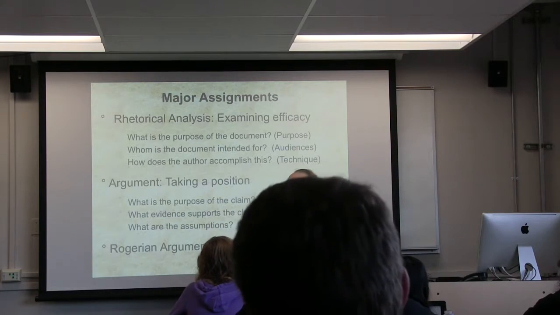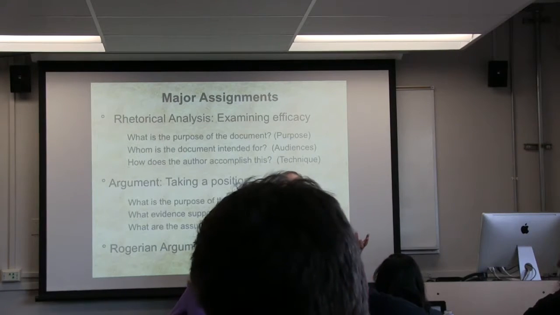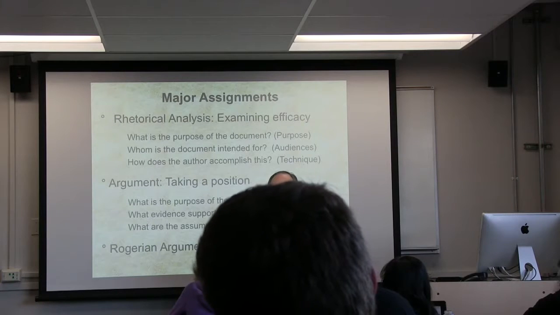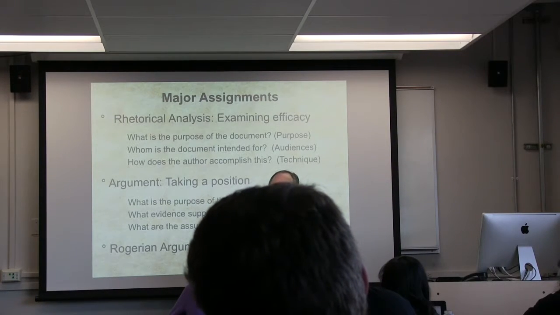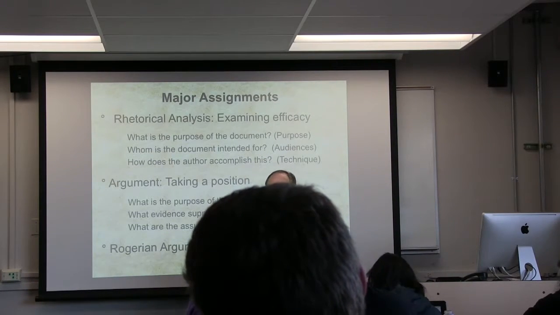Rogerian argument. The last paper you'll be doing for me is to look at two sides of an issue and try to find some common ground. And again, it's named after Carl Rogers, the positive existentialist psychologist, who came up with the idea, well, what if we took two sides, and if you picture the Venn diagram, what's the common ground these two sides have? How can we come to some kind of compromise?